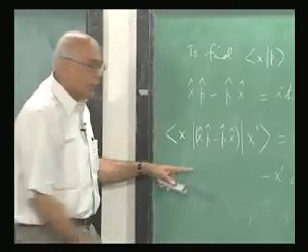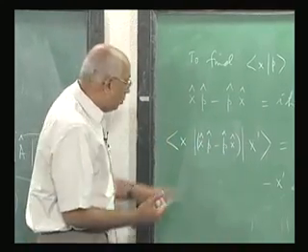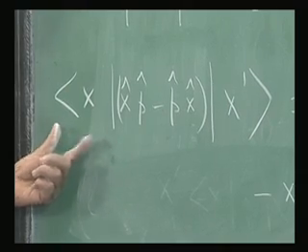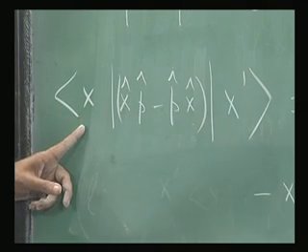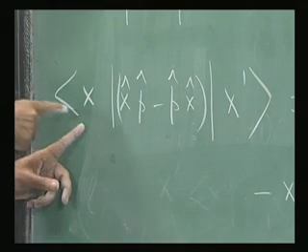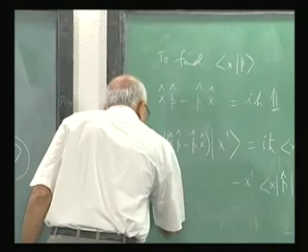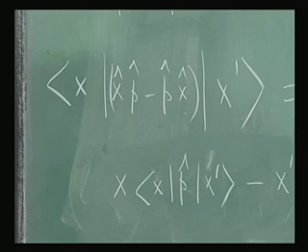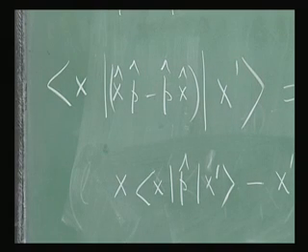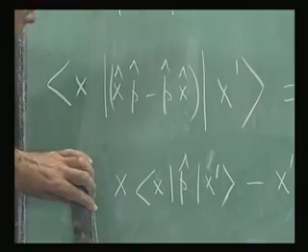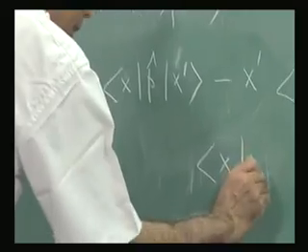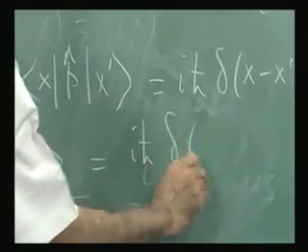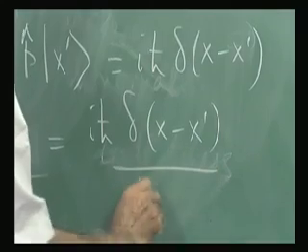What should I do? I do not know what p acting on x prime does, but I do know what the x operator acting on this x does. What does it do? It would produce x star, but x is a real number, so it just produces x, x p x prime. So in fact it says x p x prime is a pretty singular object. It is equal to i h-bar delta of x minus x prime divided by x minus x prime.